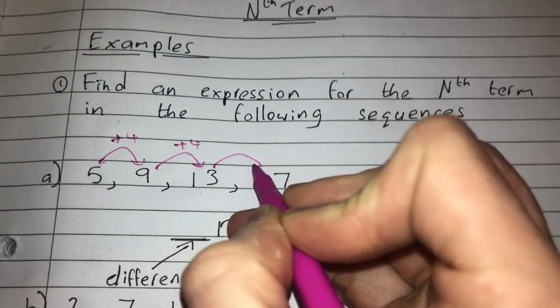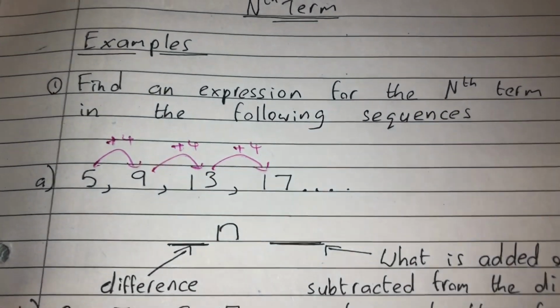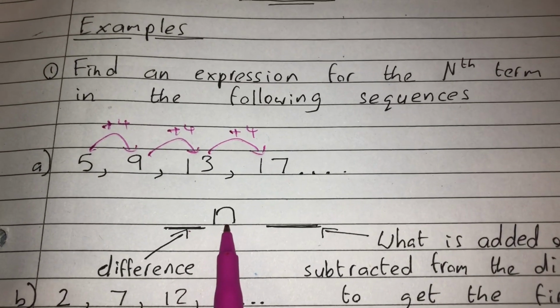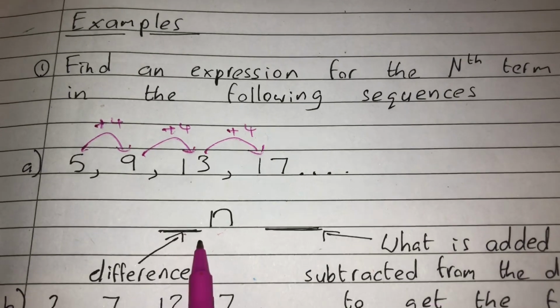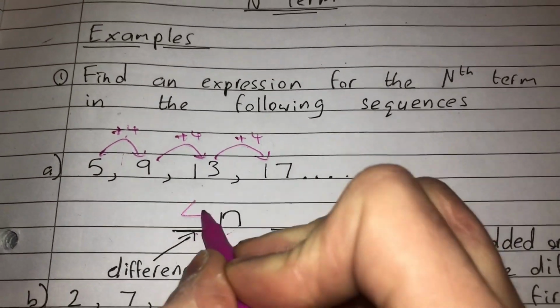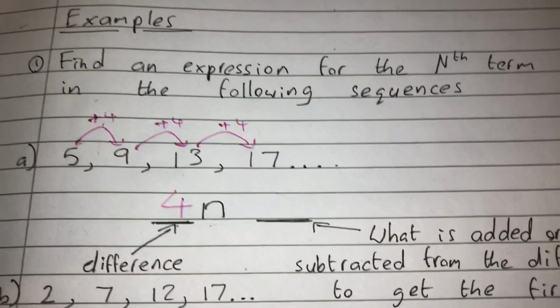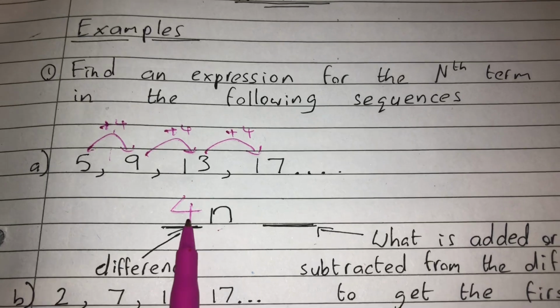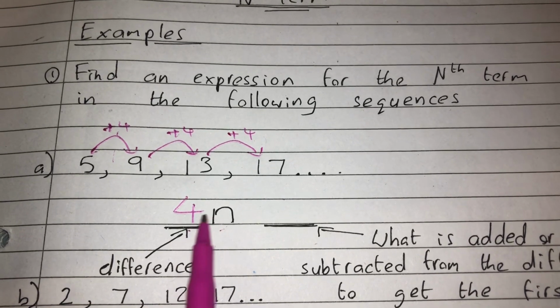Okay, and what will always be the case for finding the nth term, finding this formula, is that the coefficient of n, the number that you would multiply n by, is the difference. So that's why we have to find the difference. So the difference in this case is 4. And if it's going up the way, it's a positive 4. If it was going down the way, this number would be negative. So for this particular sequence, we start off with 4n.